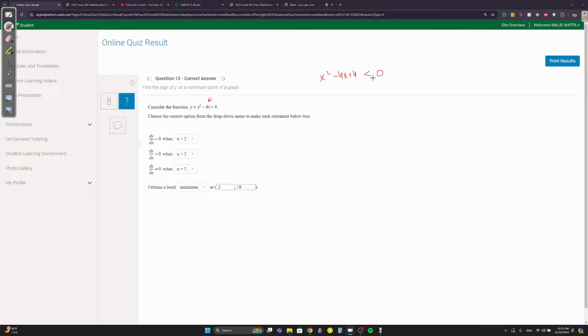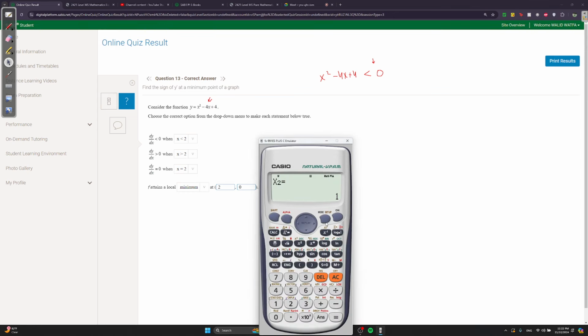Remember when you're solving inequalities, you treat it as if the sign is an equal. If it's an equal, put it in your calculator, and you need to find what the solutions are. 1, minus 4, 4. So you get a repeated root, so x equals 2 is the repeated root. Okay? Since it's squared, you have one solution.